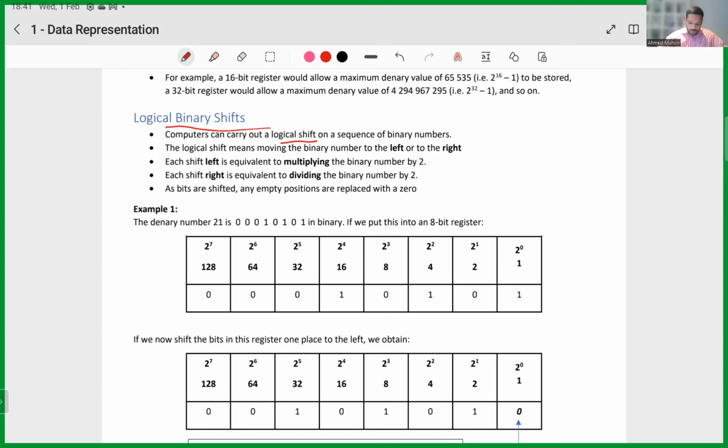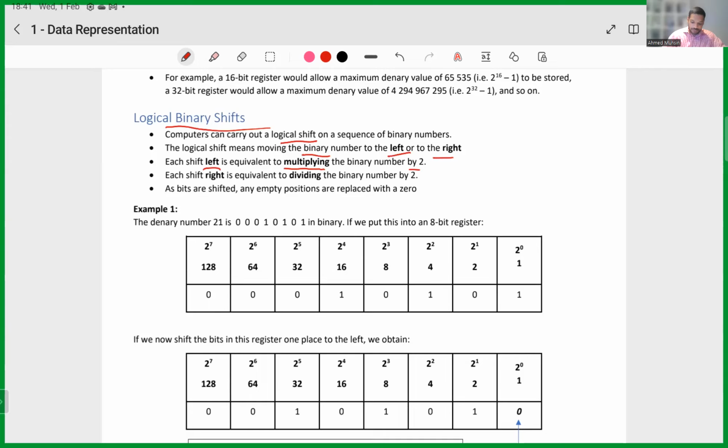So what do you mean by a logical shift? We move the binary numbers either to the left or to the right. That is what we mean by a logical binary shift. Now, if you shift to the left, it says each shift left is equivalent to multiplying the binary number by 2. Every time you shift a binary number to the left, you multiply the original value by 2, and it will give you a new decimal value.